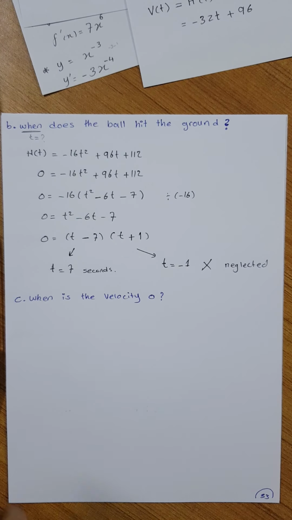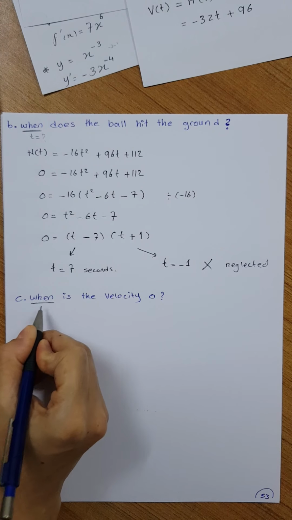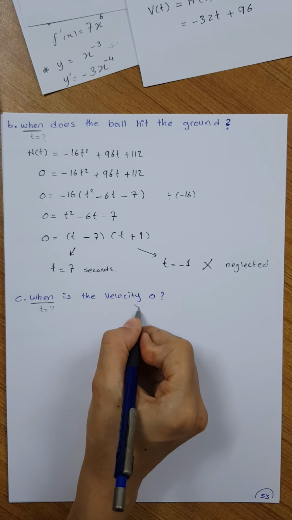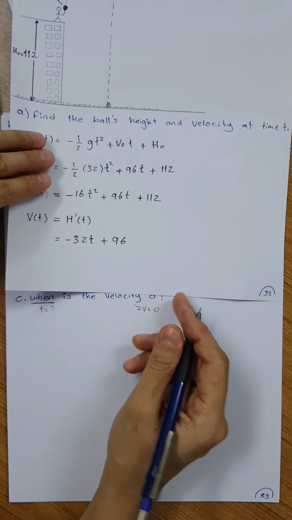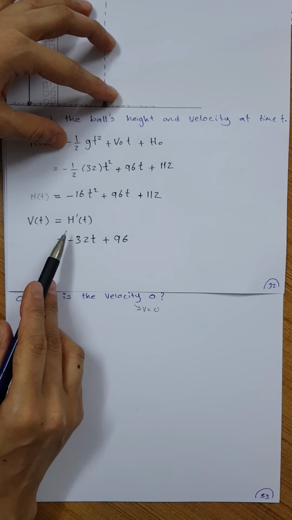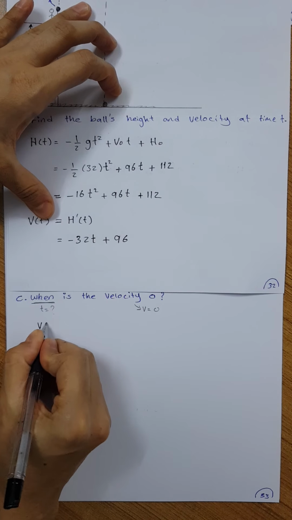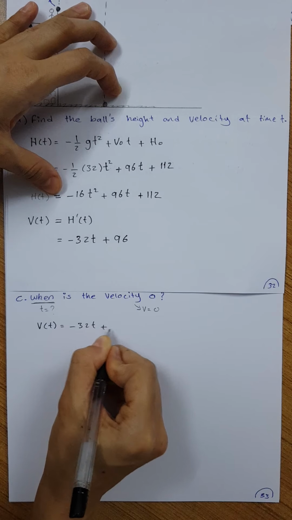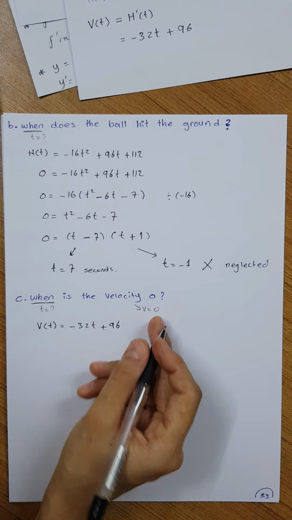The other requirement says, when is the velocity 0? Again, t is required from us, the velocity is equal to 0. So here we have got v is equal to 0. In the first requirement, height and velocity was required from us at time t. So velocity is equal to v of t. Let me write the general formula of the velocity. That's equal to minus 32t plus 96. It says v is equal to 0, find time t.